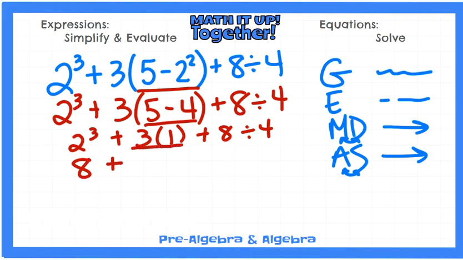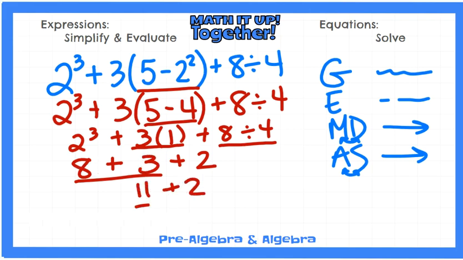And now this is multiplication. This would be addition. This is multiplication. So I'm going to do that, and I'm going to skip over this because this is division. 8 divided by 4 is 2. And now I can go ahead and catch any adding or subtracting from left to right. 8 and 3 is 11 plus 2, and that gives me 13 as my final answer. So this expression, simplified all the way as far as we can go, turns into a 13. All right, let's try one with variables now.